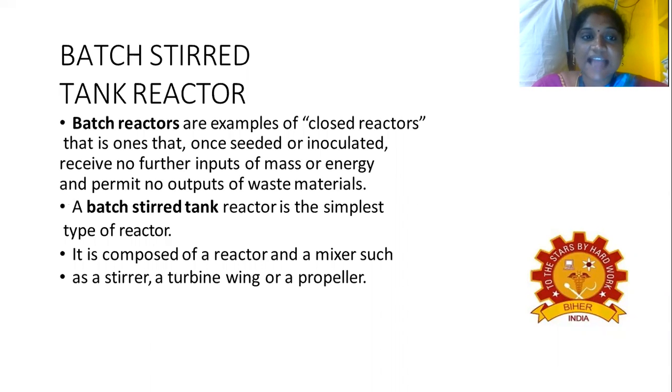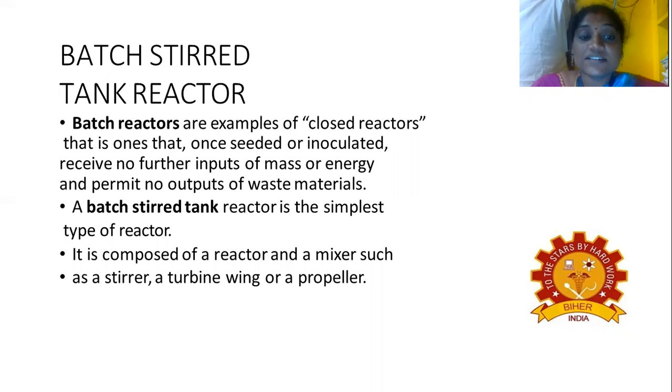Batch stirred tank reactor. Batch reactors are examples of closed reactors. Closed reactors means once feed is added, only after the process gets completed will we be able to take the product, so they are referred to as closed reactors. That is, once seeded or inoculated, it will receive no further inputs of mass or energy, and it will also permit no outputs of waste material. Only these batch reactors are called closed reactors.